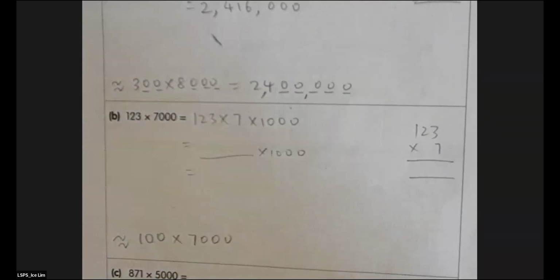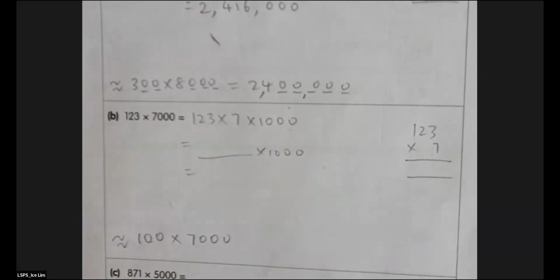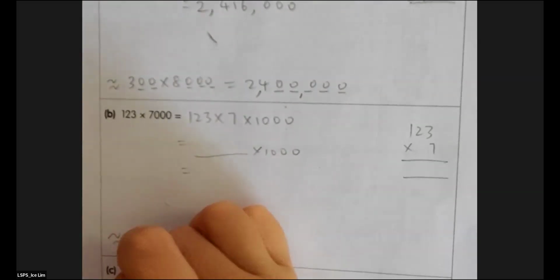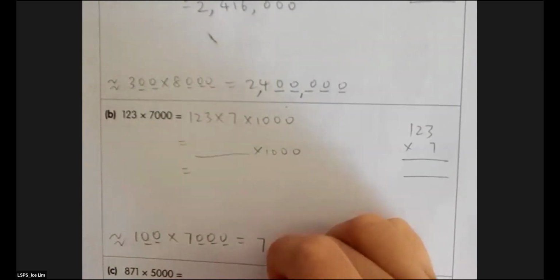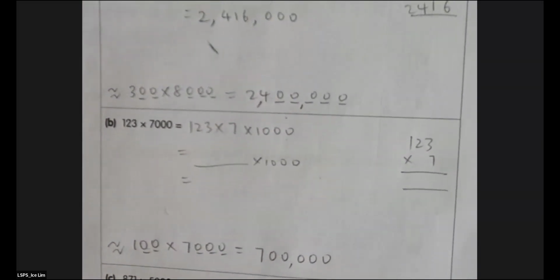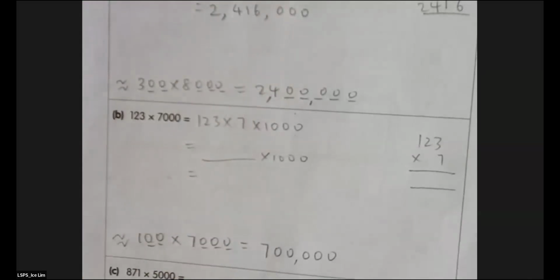Actually, the main purpose of the estimation is to see how far off my answer is. So I round it to 100 times 7,000. So it's about 7, and then 5 zeros. 700,000. That should be approximately how big the number is.